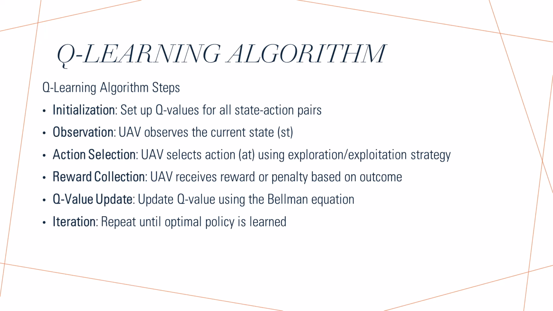So we use the Q-learning algorithm. The Q-learning algorithm is structured as a loop where the UAV continually observes its environment, makes decisions, and learns from the outcomes. Through exploration, the UAV improves its ability to make optimal decisions, eventually learning the best route for data transmission in dynamic environments.